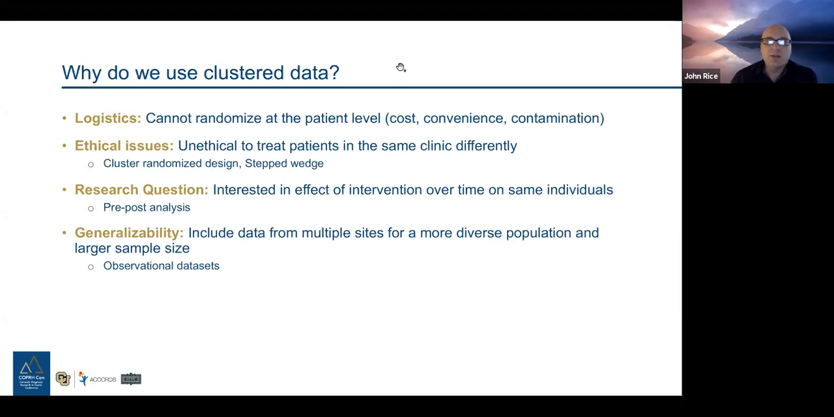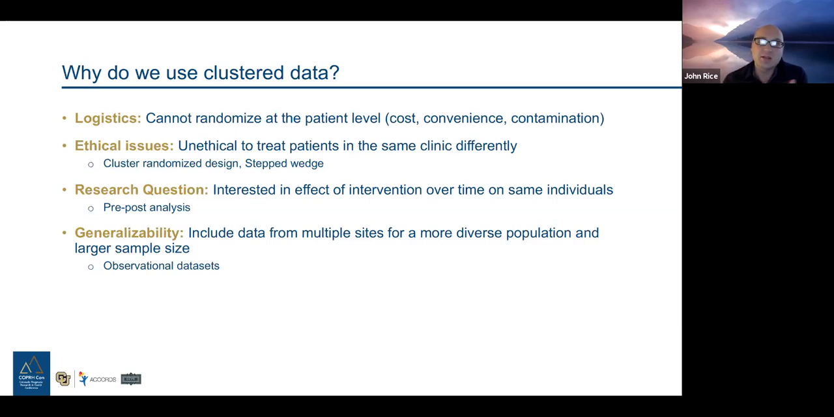So why do we use clustered data? There are a lot of reasons for using clustered data, and some disadvantages as well. But it's often the case, especially in pragmatic research, that for logistical reasons we can't randomize at the patient level. This is often because the intervention being tested can only be delivered at a cluster level. For example, it can only be delivered at the county level, depending on certain kinds of interventions. So in many cases you can't randomize individually.